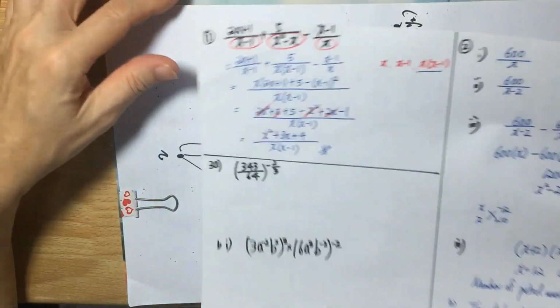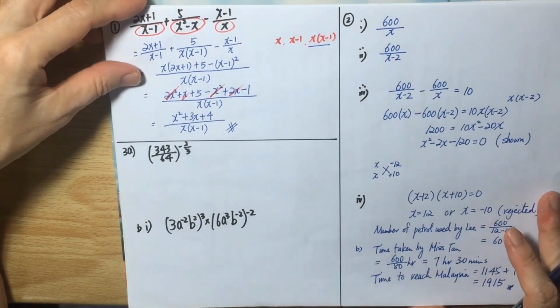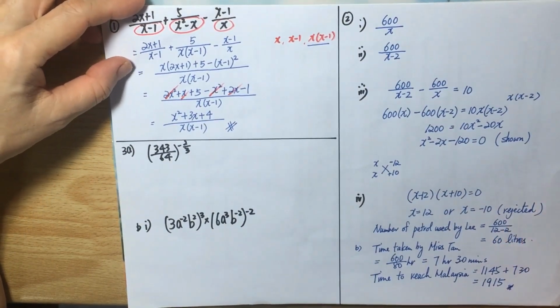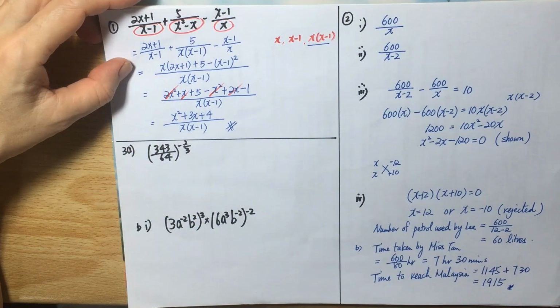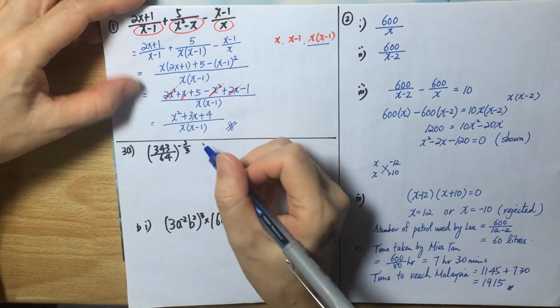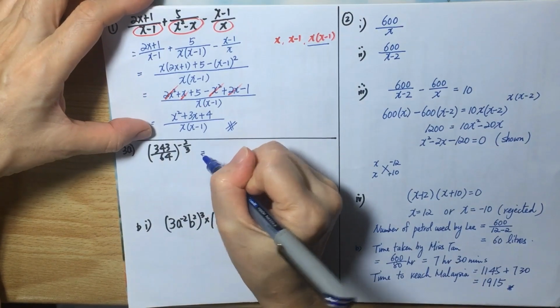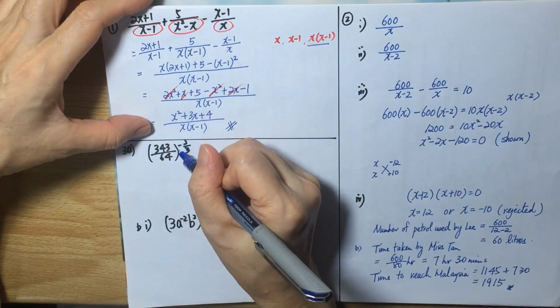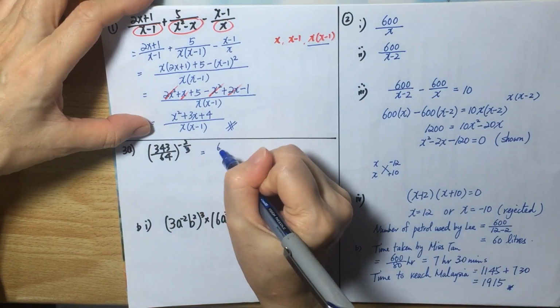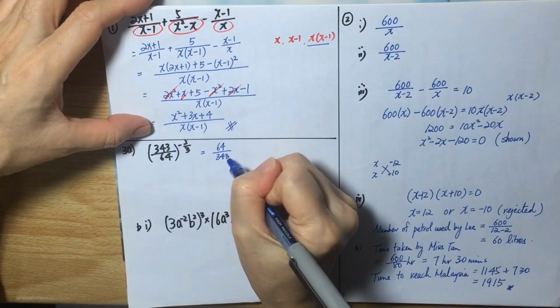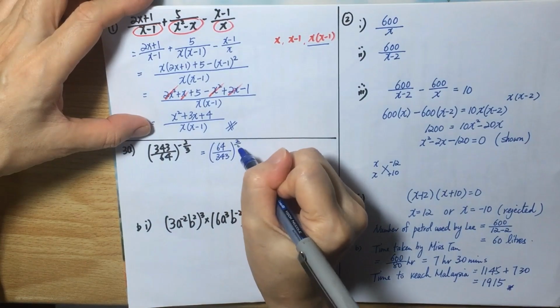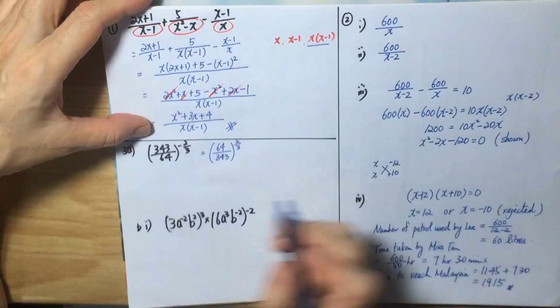Question 3. Question 3, you want to find the value, that means evaluate. Okay, so to evaluate this indices, first of all we see there's a negative sign here, so we're going to flip the fraction to be 64 over 343, and so the negative power is gone.